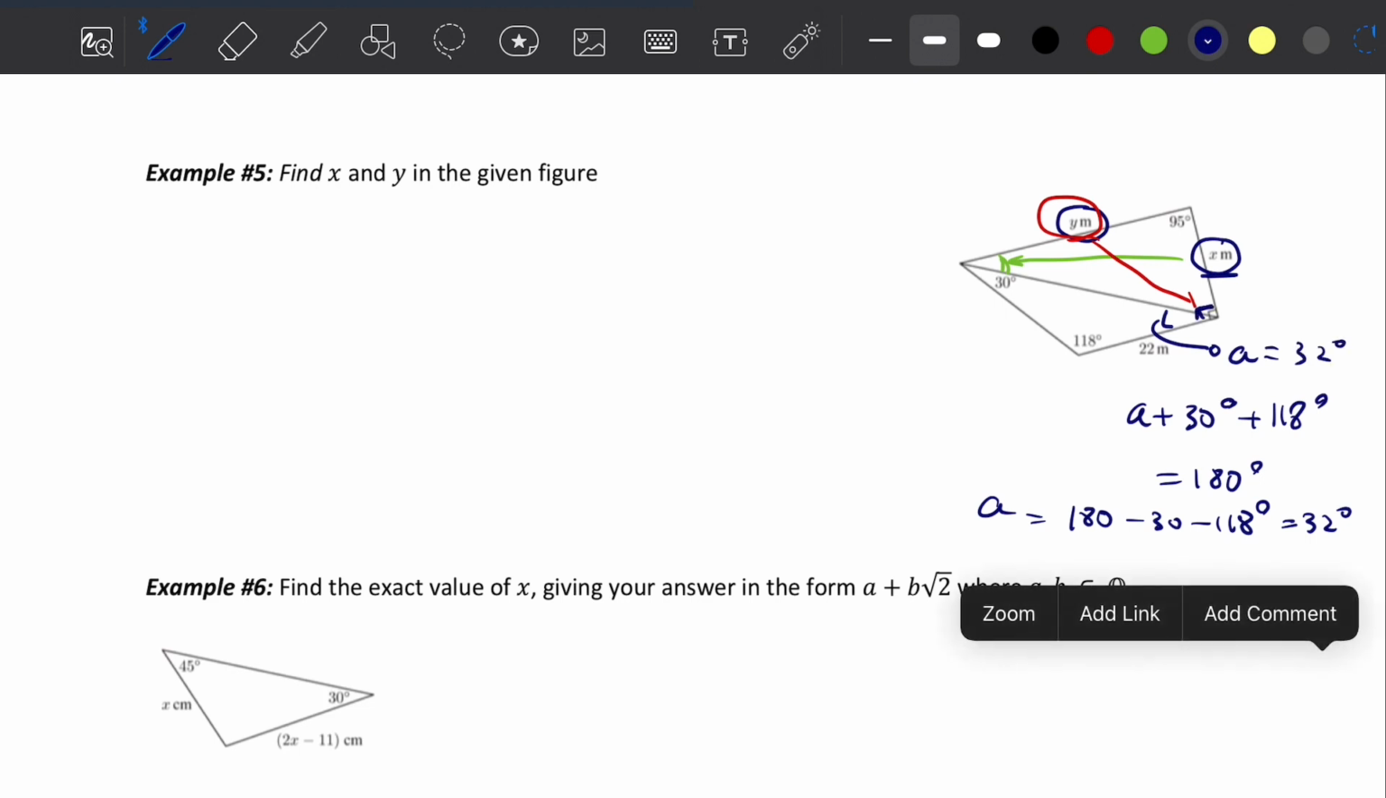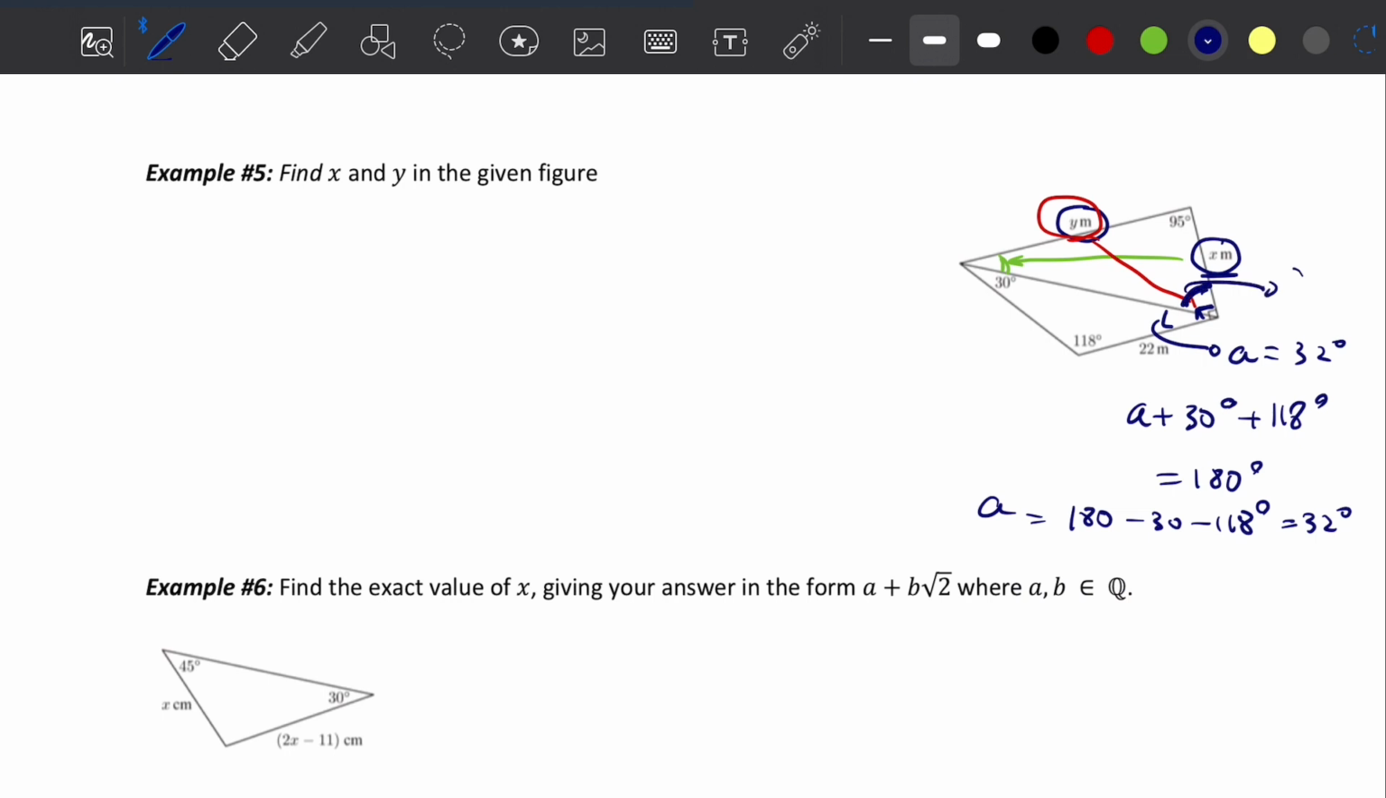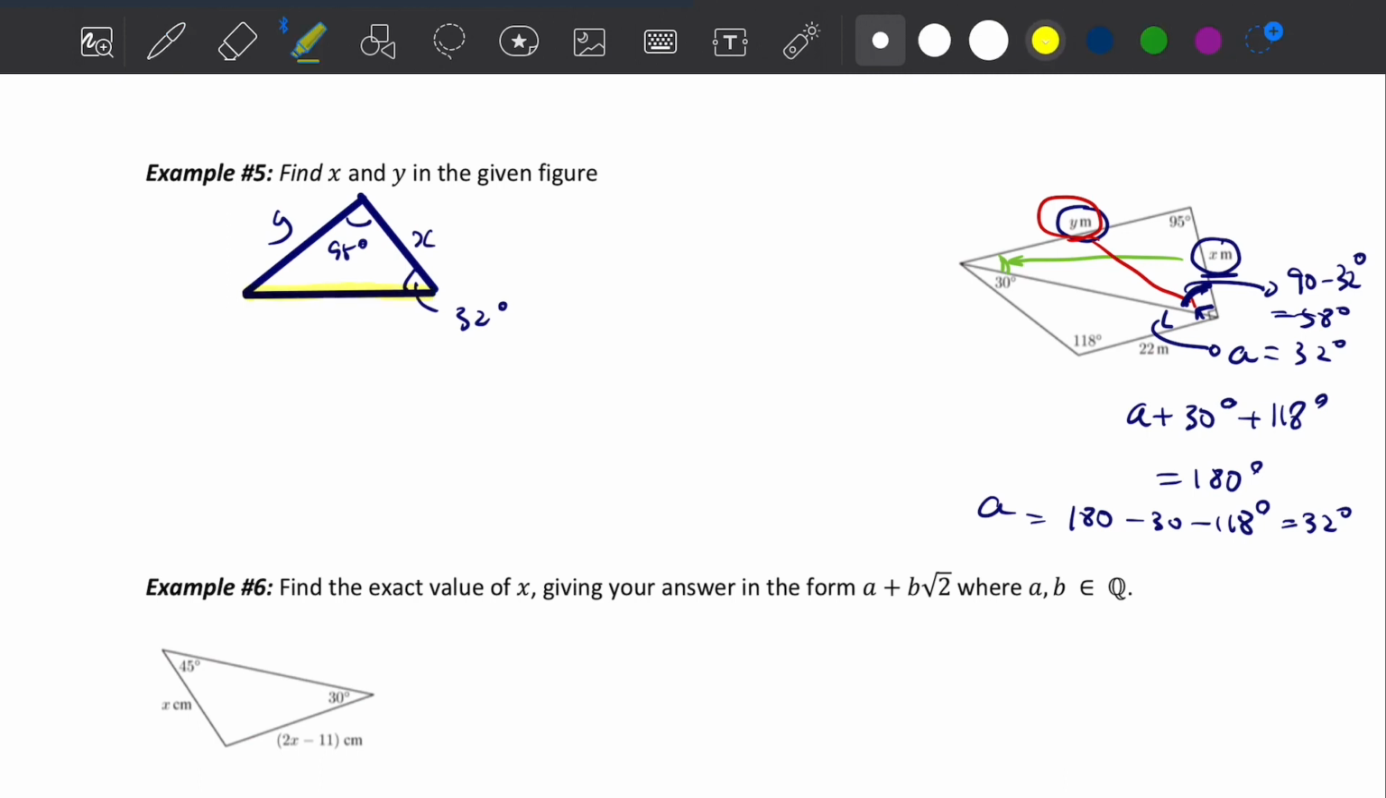Since this part is 90 degrees, the remaining angle is 90 minus 32 degrees, which is 58 degrees. Let's redraw this triangle. Then I know that this is 30 degrees, 32 degrees, this is x, this is 95 degrees, and this is y. That means we still don't have enough information to calculate the unknown x and y, so we probably have to calculate the length of this side here.